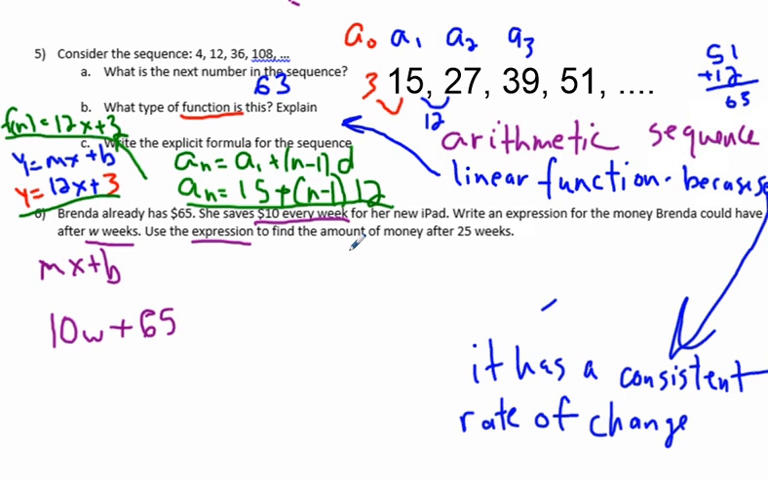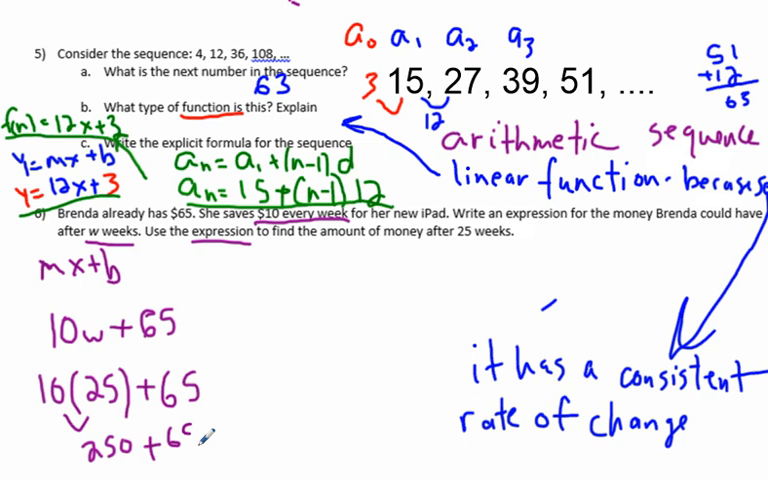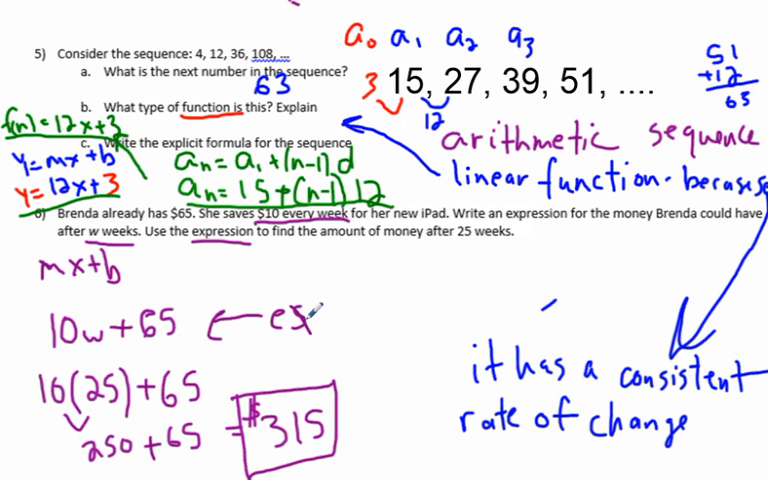So we want to know how much money she has after 25 weeks. So then we just substitute the 25 for W, 10 times 25 plus 65. And so now 10 times 25 is 250, plus 65 is equal to $315. So here's our expression, and here's the amount of money after 25 weeks.